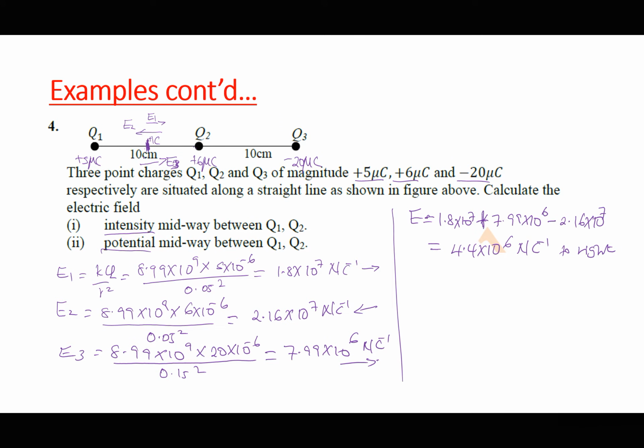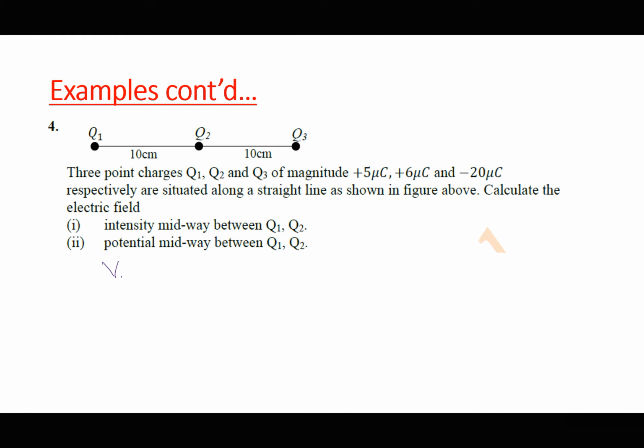E is a vector quantity. Then part 2, potential. Potential midway between Q1 and Q2. Potential is very easy. You just sum up the potentials due to each of those charges because potential is a scalar quantity. So to use the same space, I'll first erase this.